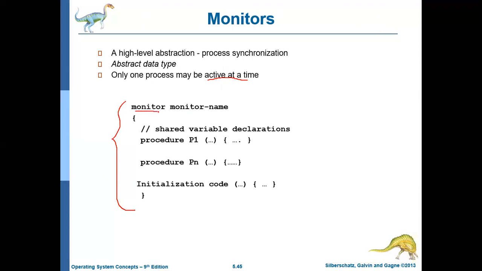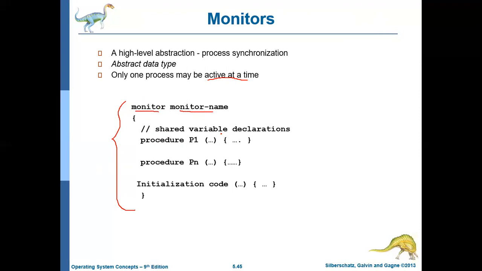So monitor is a data type. There is already a predefined class monitor. For that monitor, you are creating a monitor name, some variable name, like how you write a class name. Similarly, this is the monitor name.